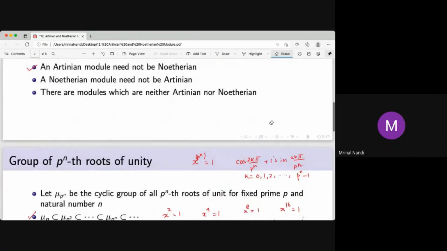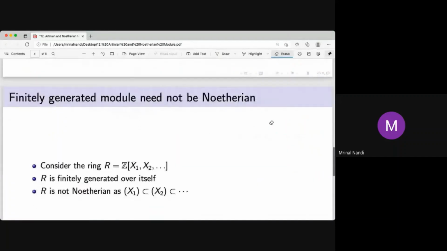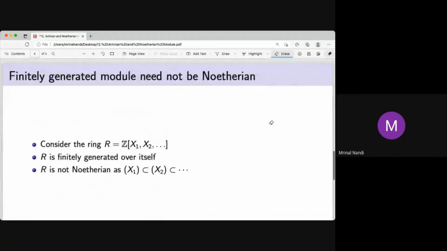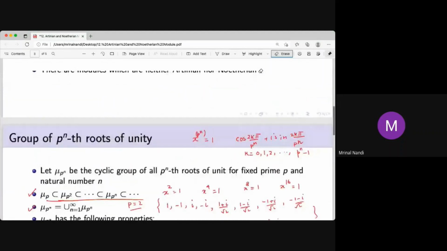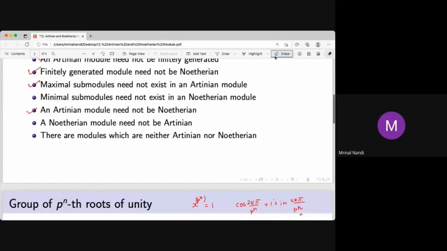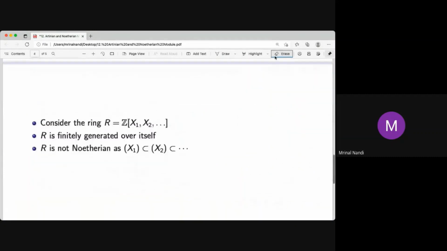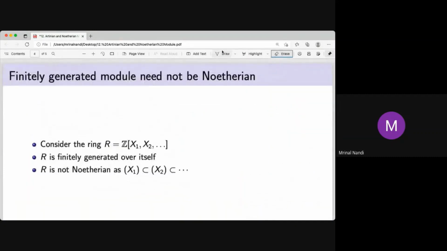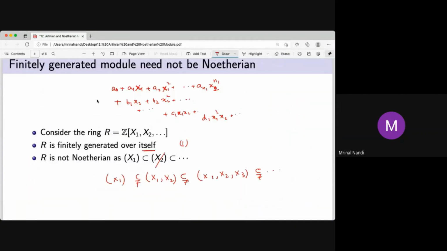Rest, we give another example. A finitely generated module need not be Noetherian. So we will next show a finitely generated module which need not be Noetherian. We have to give an example of a finitely generated module. We have already covered the three things, so next we prove that a finitely generated module need not be Noetherian.